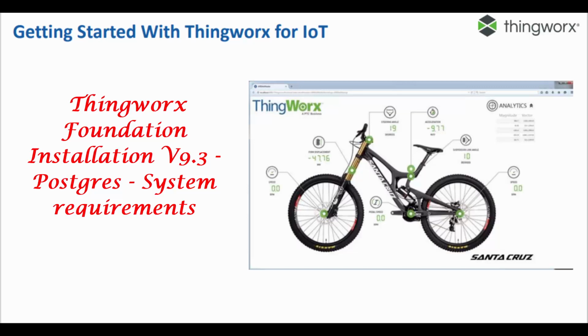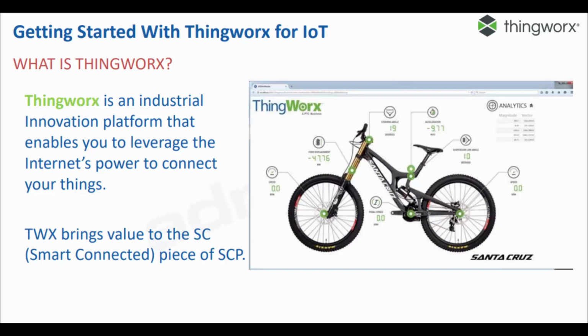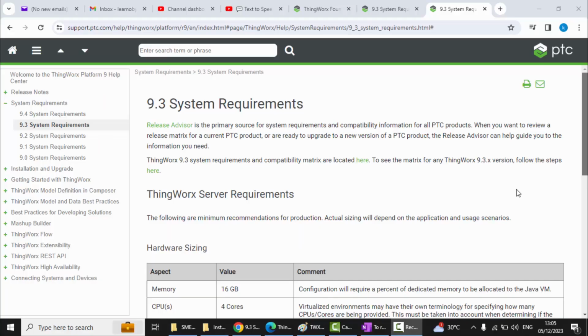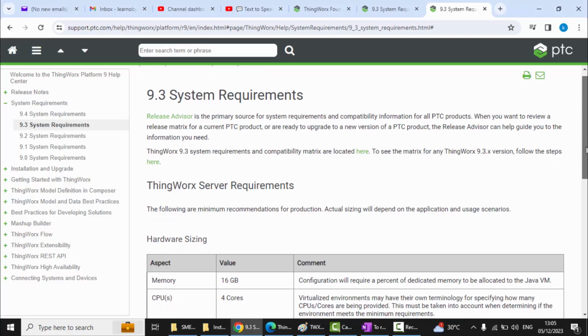In this video tutorial, we are going to see the system requirements of ThingWorx Foundation installation. To run the ThingWorx Foundation installer for Windows with PostgreSQL, you must have the following. For information about supported versions, see System Requirements.